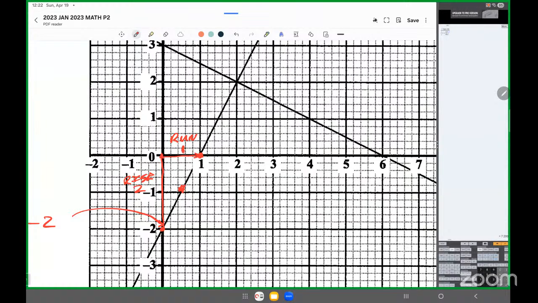Right? So the gradient of line M is rise 2 over run 1. 2 over 1 is 2. So the gradient of line M is 2. And the y-axis intercept is negative 2. So that's rise 2, run 1, for line M we're talking about.